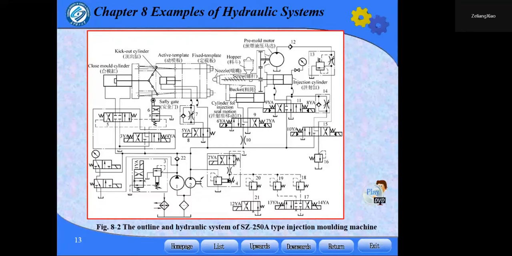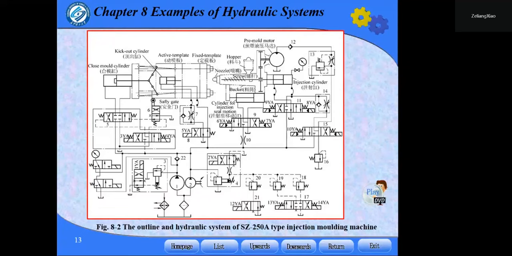The next process is check out the products. Check out cylinder moves the product out. Here pump 1 is unloaded. The oil from pump 2 flows into the left chamber of the checkout cylinder when the left position of electric hydraulic directional valve, and check valve 7 push the product out.